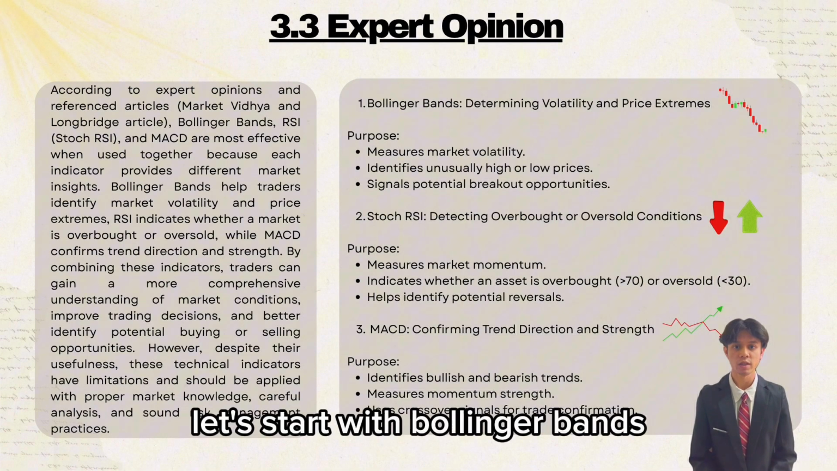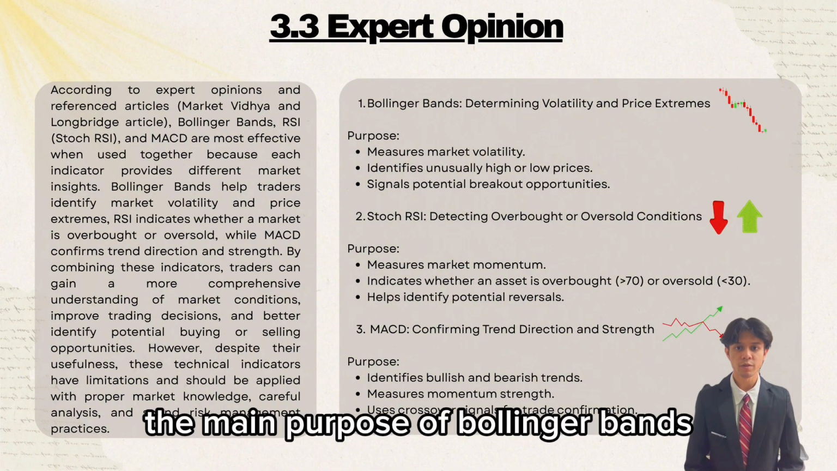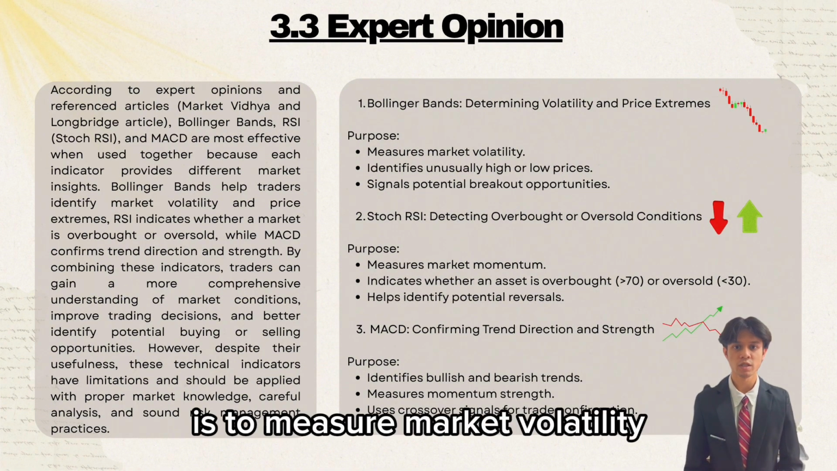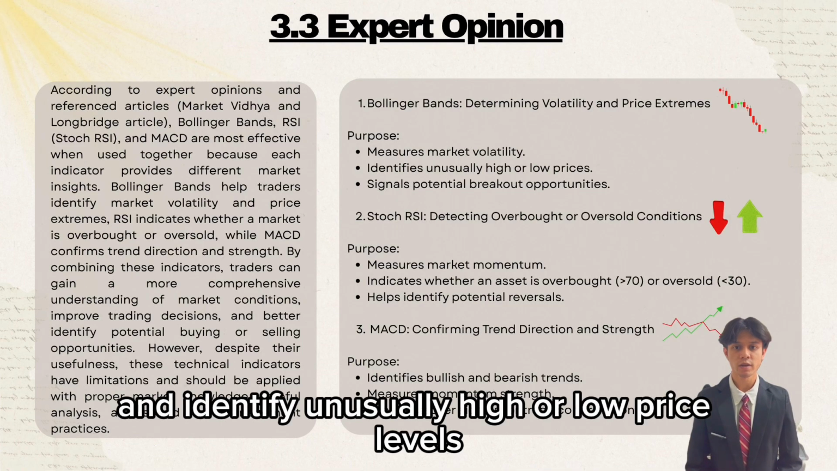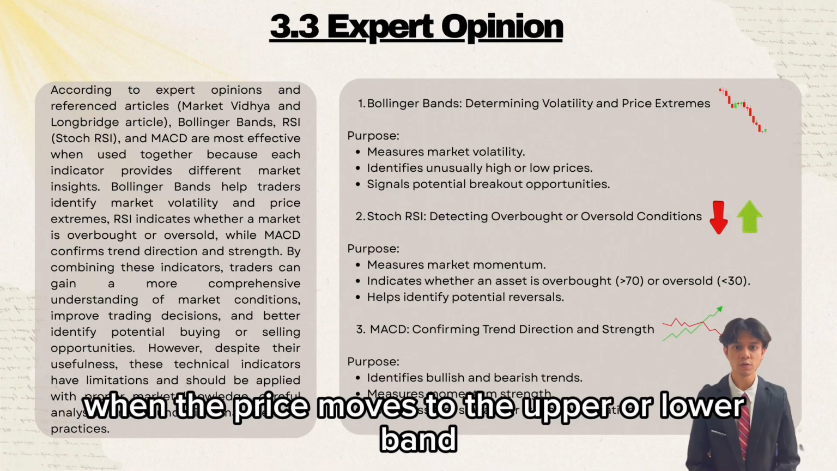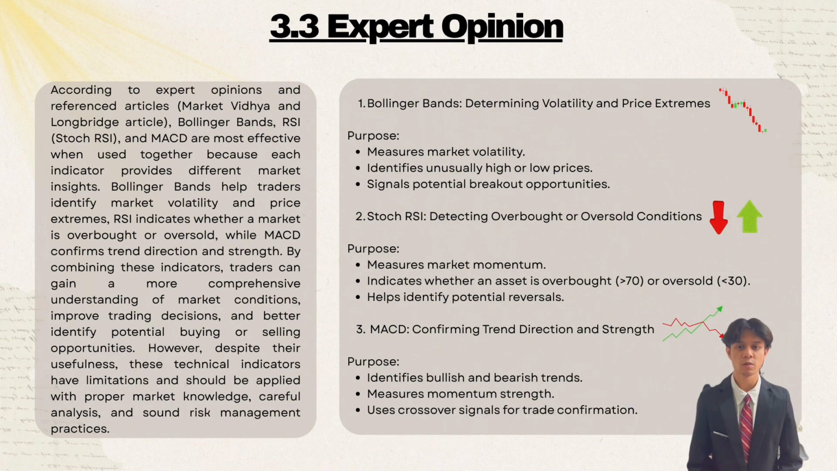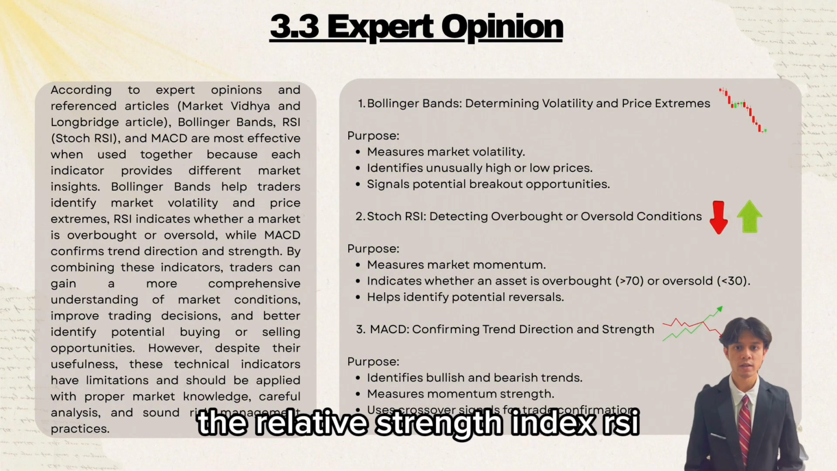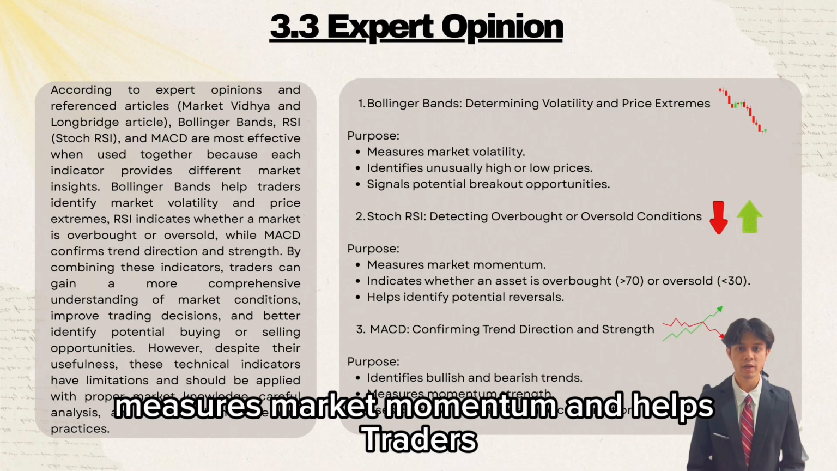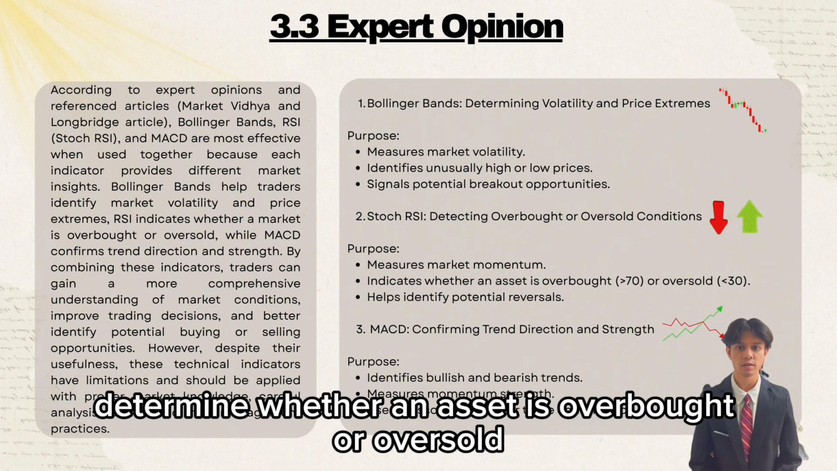Let's start with Bollinger Bands. The main purpose of Bollinger Bands is to measure market volatility and identify unusually high or low price levels. When the price moves to the upper or lower band, it may signal a potential breakout or reversal opportunity. Next, the Relative Strength Index, RSI, measures market momentum and helps traders determine whether an asset is overbought or oversold.